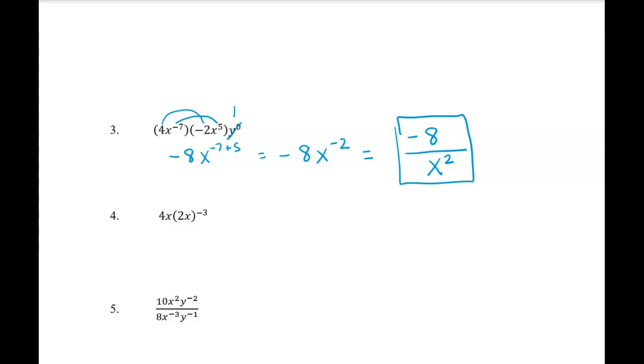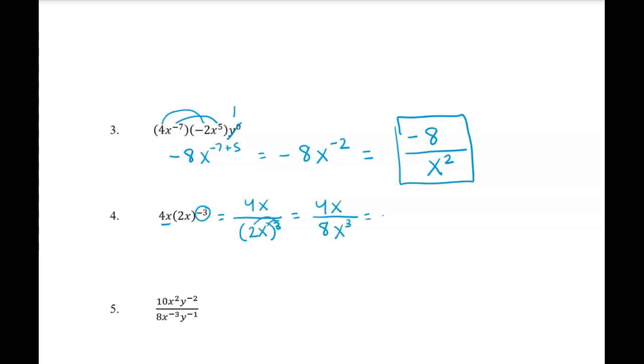Next one, we have options. I would like to take care of this negative exponent first because that's my instinct, but you could distribute it here as well if you'd prefer. So I'm going to make a fraction bar. The 4x will go on top. And then on the bottom, we'll have 2x in parentheses, and since we moved it, it's not a negative 3, it's 3. So 4x over 2 cubed is 8, x cubed is x cubed.